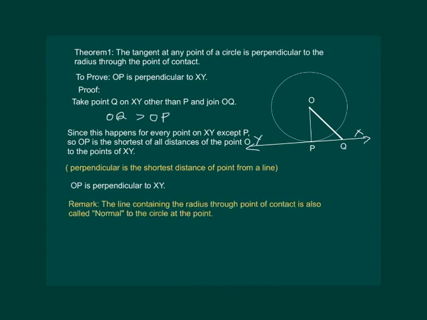And we have a remark which says that the line containing the radius through the point of contact is also called normal to the circle at that point. That means OP is also called the normal.